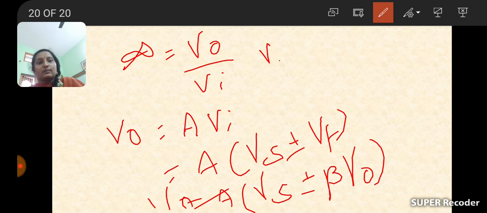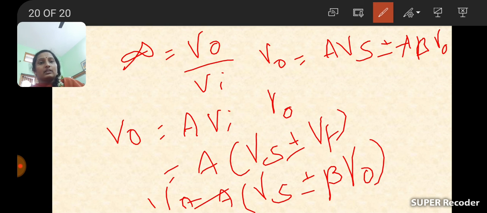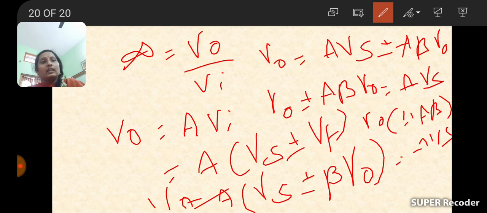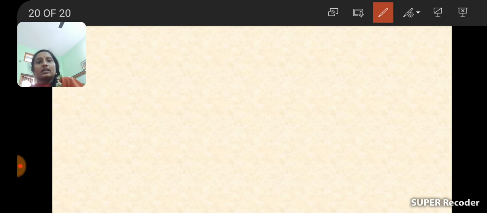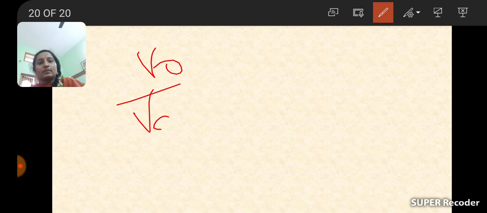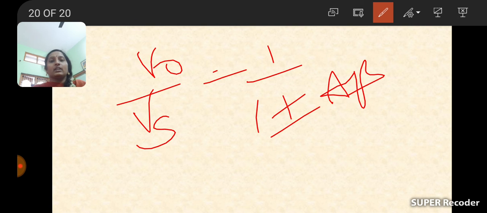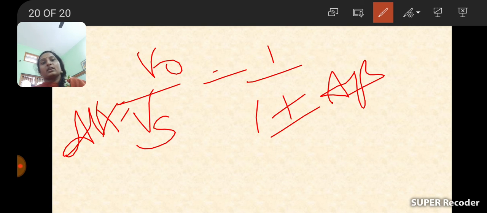And after multiplication, we are getting A into Vs plus or minus A beta into V0. And while rearranging the terms here, V0 plus or minus A beta V0 is equal to A into Vs. And V0 is common. Take it out: V0 into 1 plus or minus A beta is equal to A into Vs. And while rewriting the equation, we are getting output voltage by input voltage is equal to A by 1 plus or minus A into beta. Okay, so this is the mathematical expression of feedback, meaning gain with feedback.